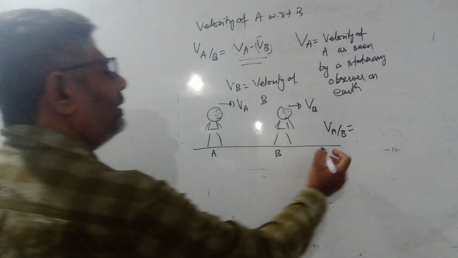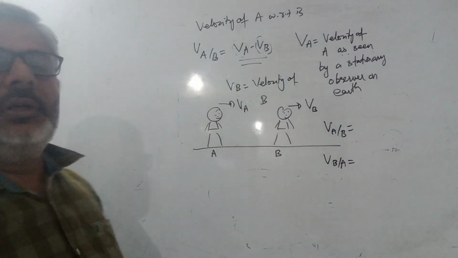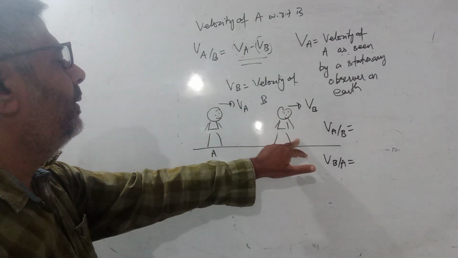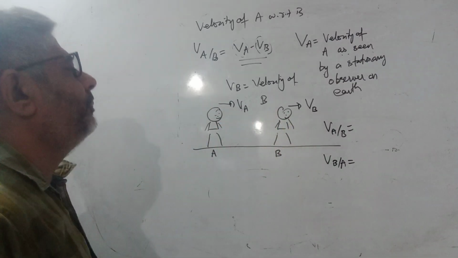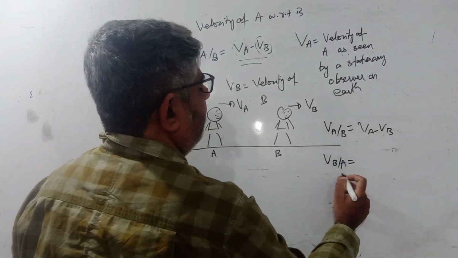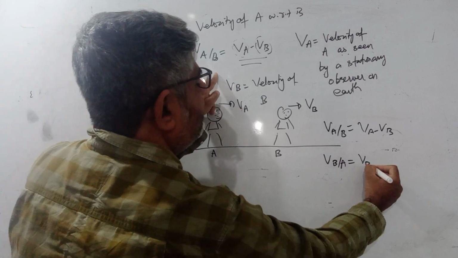Or you can also ask velocity of B with respect to A. So don't be confused about this. We can ask what is the velocity of this boy with respect to him and what is the velocity of this boy with respect to him. So the formula says it is VA minus VB, and VB with respect to A is VB minus VA.